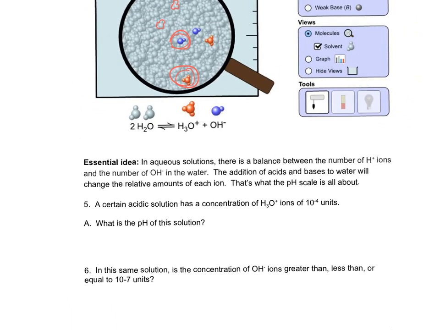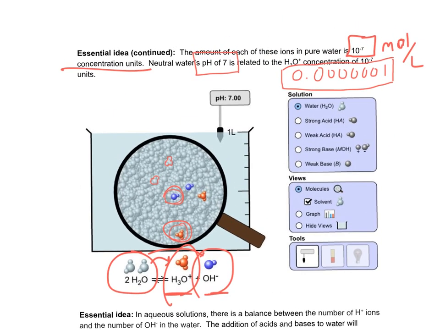Okay, so the pure water has the 10 to the minus 7 concentration units of hydronium ions, and it has 10 to the negative 7 concentration units of hydroxide ions. Now, why are they the same? It's the same because it's pure water. And so for every 2 water molecules, that very small number that happen to self-ionize to make these ions, you're going to produce one of each. So it's no great surprise that the concentration of the hydronium ion and the concentration of the hydroxide ion in pure water are both this very small number of 10 to the negative 7.